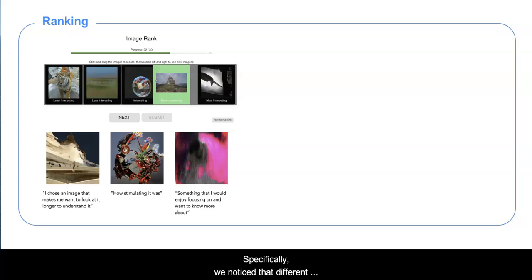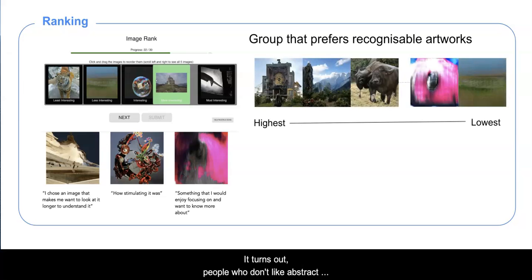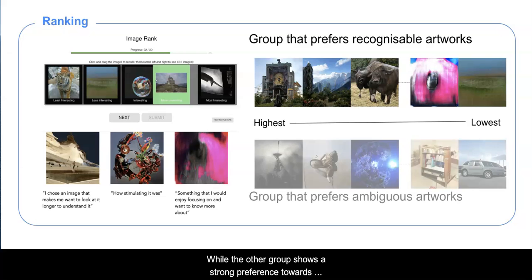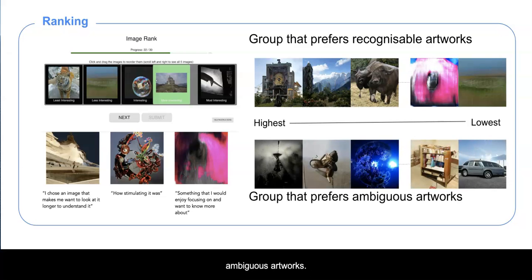Specifically, we noticed that different people have different affinities towards abstract flat type of images. So we use that as a criteria and divide participants in 2 groups. It turns out people who don't like abstract flat images would prefer more natural, recognizable images, while the other group shows a strong preference towards ambiguous artworks.